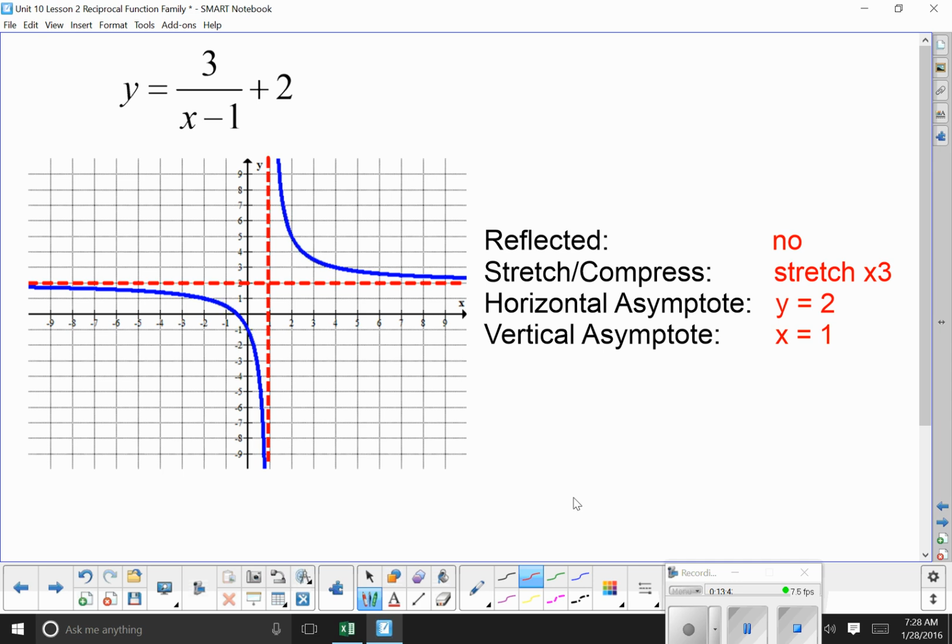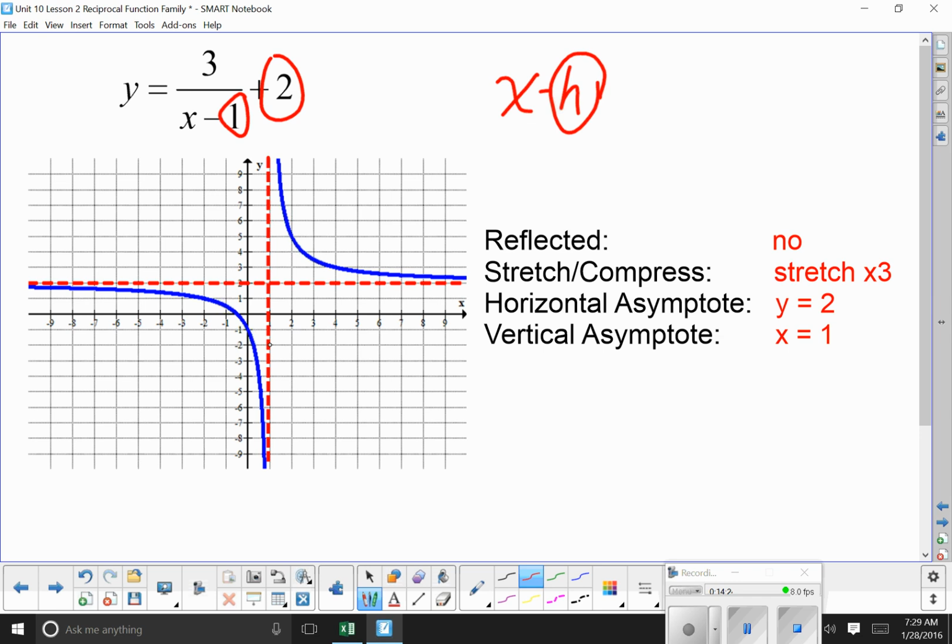Here's the first one. Is it reflected? No. So that means I'm going to find it in quadrants 1 and 3. Is it stretched or compressed? Yes, it's stretched by 3 because a equals 3. What is the horizontal asymptote besides y equals 0? y equals 2. Remember that it's y equals k. Vertical asymptote, x equals 1. Remember that it's x minus h, and h is our vertical asymptote.